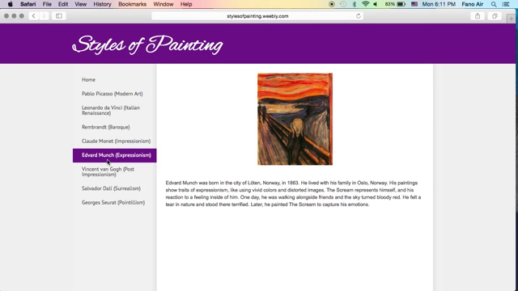The next artist and style that I learned about was Edvard Munch, and he used Expressionism. He was born in Norway in 1863, and he lived with his family in Oslo, Norway. In Expressionism, some things that they use, it's in the name. They express themselves in their own ways. They use vivid, bright colors that are very vibrant, and distorted images, which you could make your own to show how you feel.